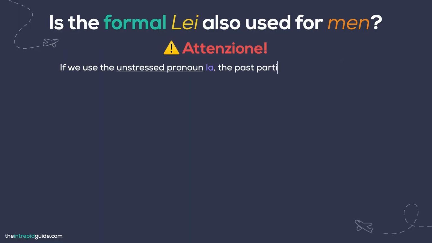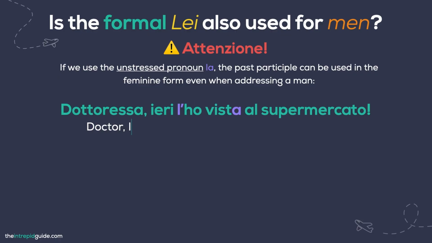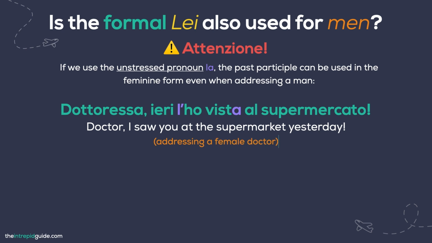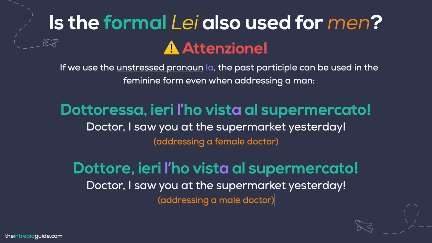Attenzione! If we use the unstressed pronoun la, the past participle can be used in the feminine form even when addressing a man. Take a look. Dottoressa, ieri l'ho vista al supermercato. Doctor, I saw you at the supermarket yesterday. This is to address a female. Dottore, ieri l'ho vista al supermercato. Doctor, I saw you at the supermarket yesterday. This is used when addressing a male doctor.